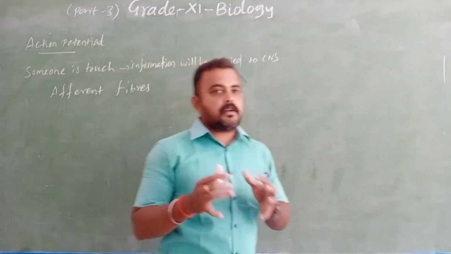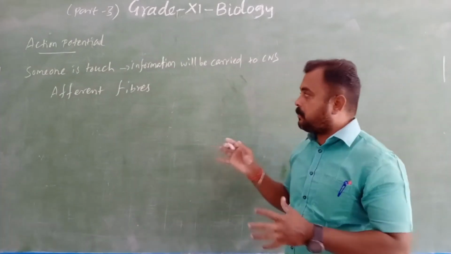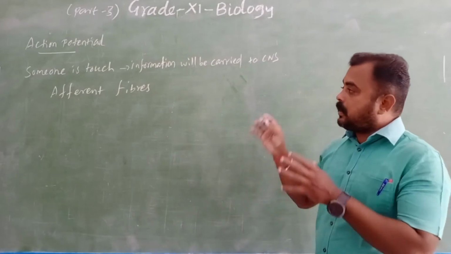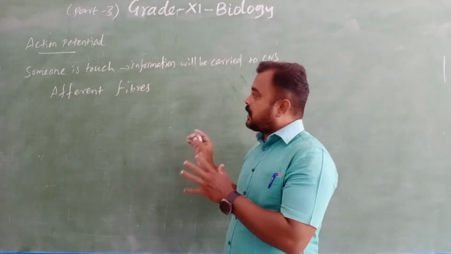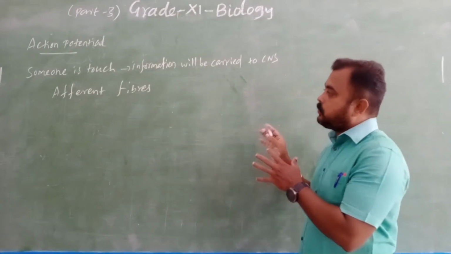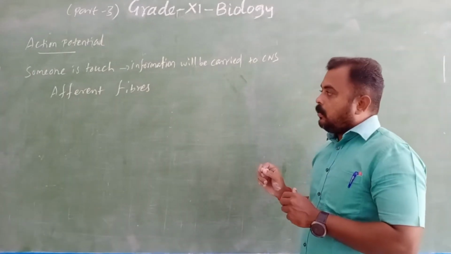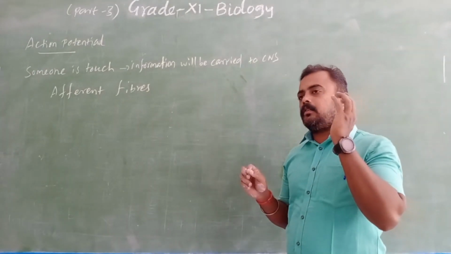That means a bunch of neuron fibers, a bunch of neurons here. So those are the afferent fibers, which carry the message from the muscle to the brain. Then we have a number of neurons present.